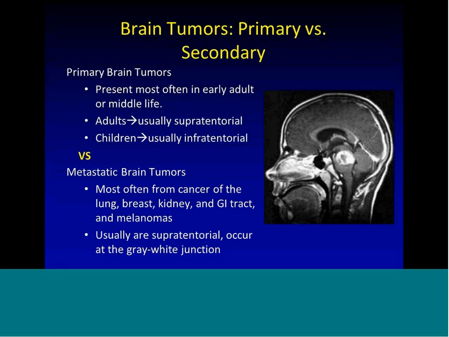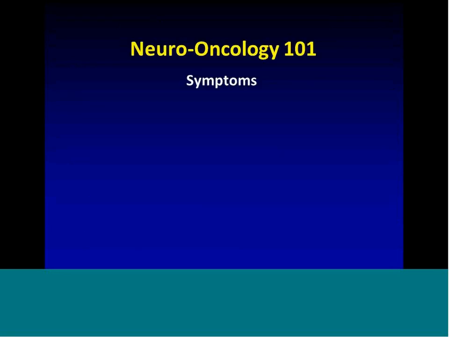They are usually supratentorial, so above the tentorium. And they tend to occur at the gray-white junction. I'm going to show you some good examples of that. Okay?